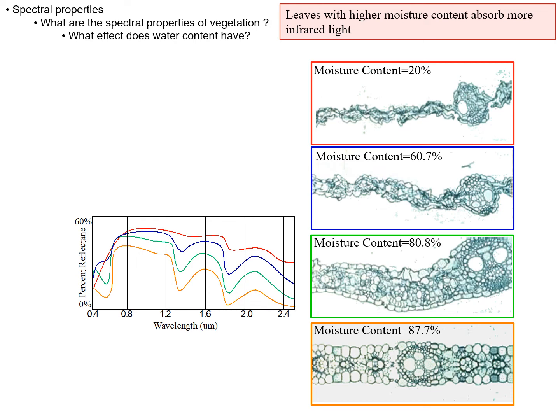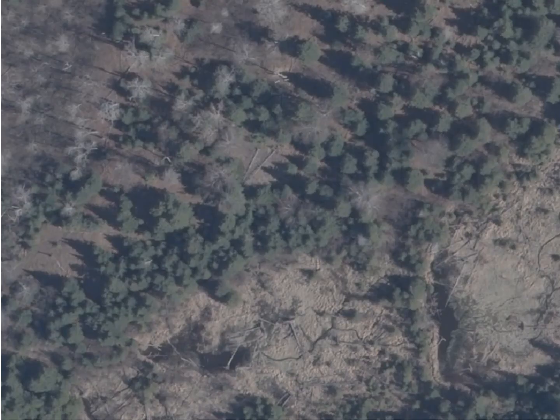These water absorption features lower the reflectance of the leaf. Okay, so low moisture content, high reflectance; high moisture content, low reflectance, and you can see the increase in those water absorption features.